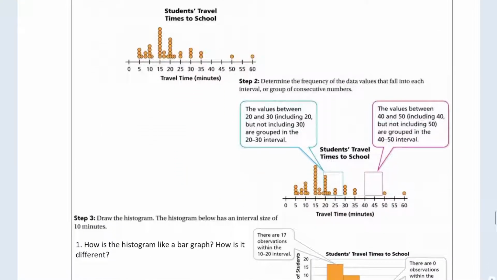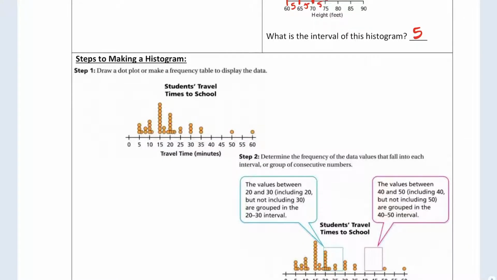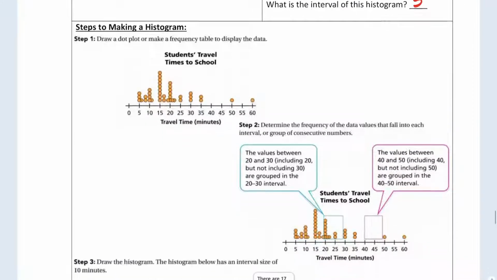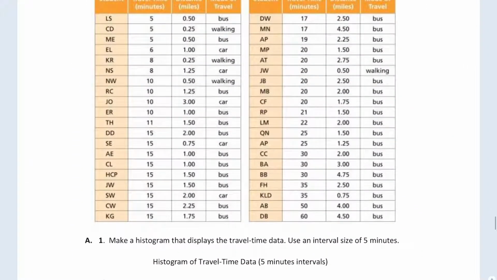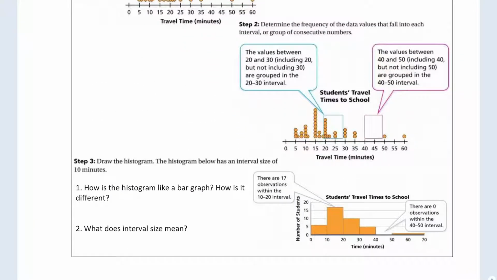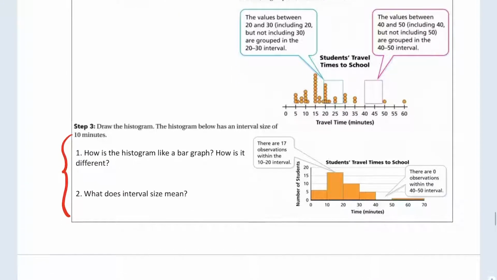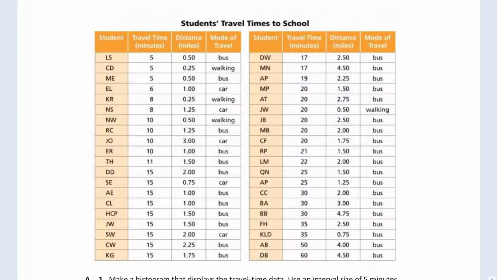All right, so we're going to be making our own histograms today, and we have a nice step-by-step process here. So instead of just reading this out loud to you guys, instead what we're going to do is we're actually going to go through the steps and make a histogram of this data right here, and this is on page 34. Okay, we're going to save these two questions for after we draw our histogram, okay? So let's take a look at this data here. This table tells us the time it takes for these students to come to school. So we're specifically looking at this column right here, the travel time in minutes.